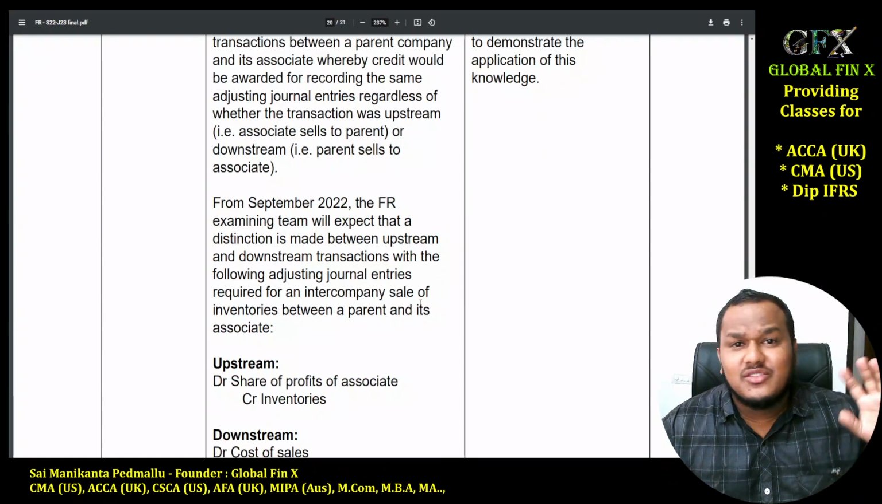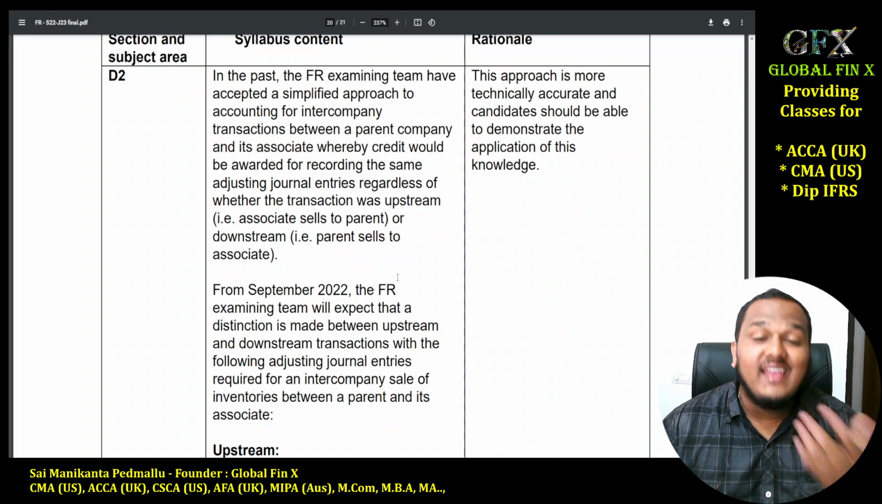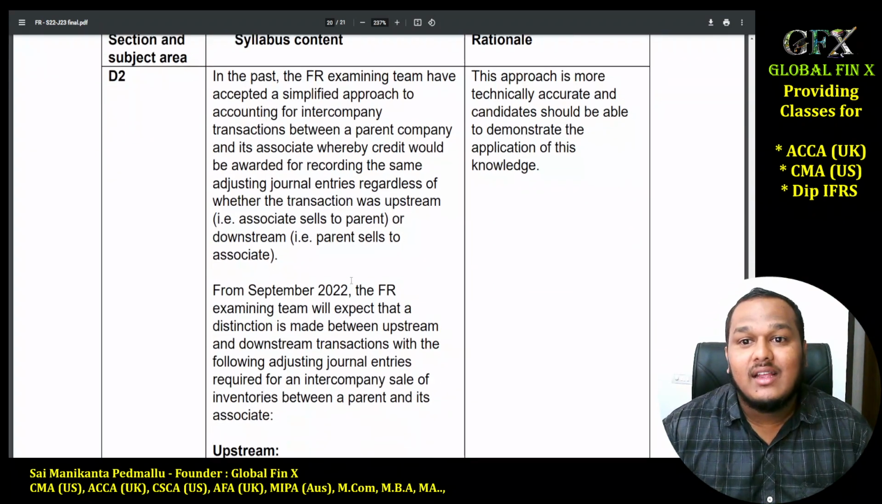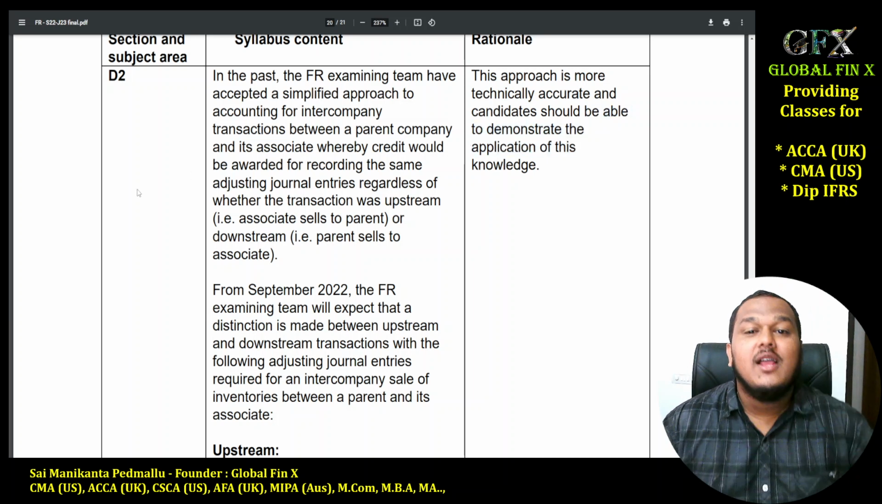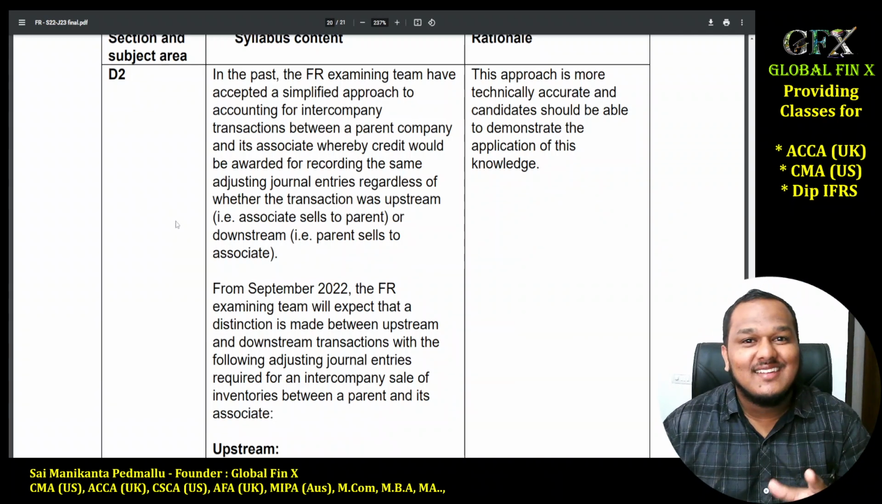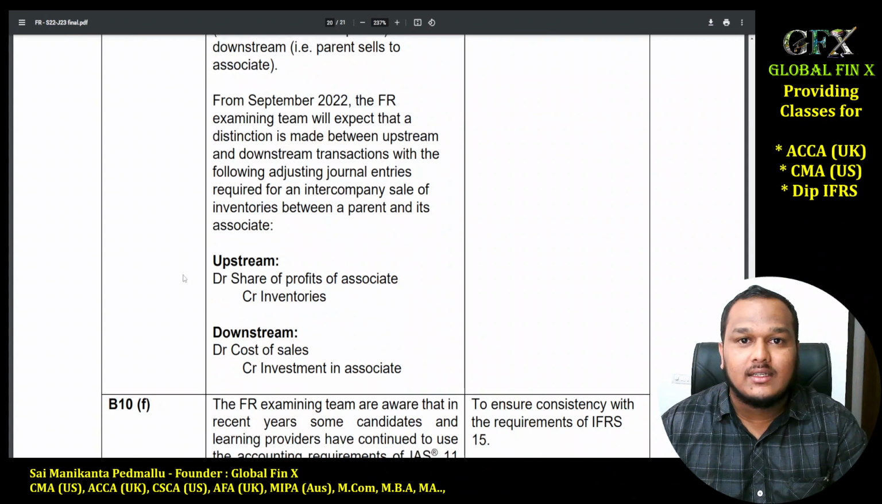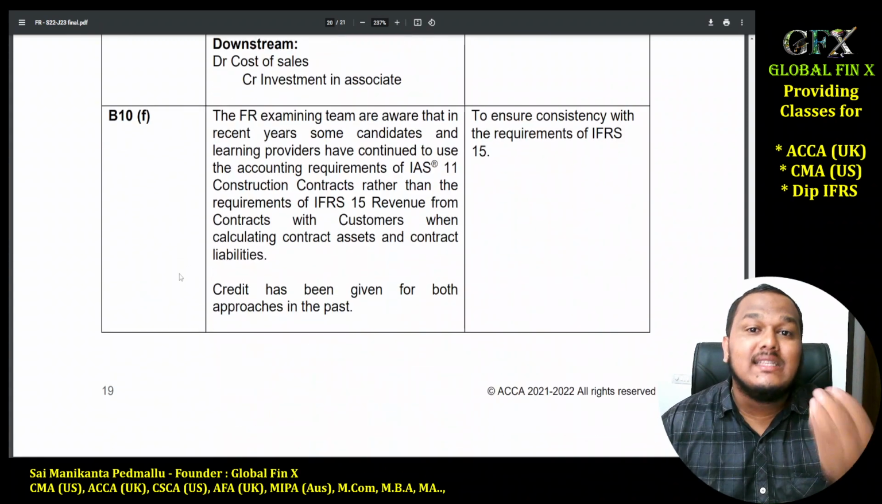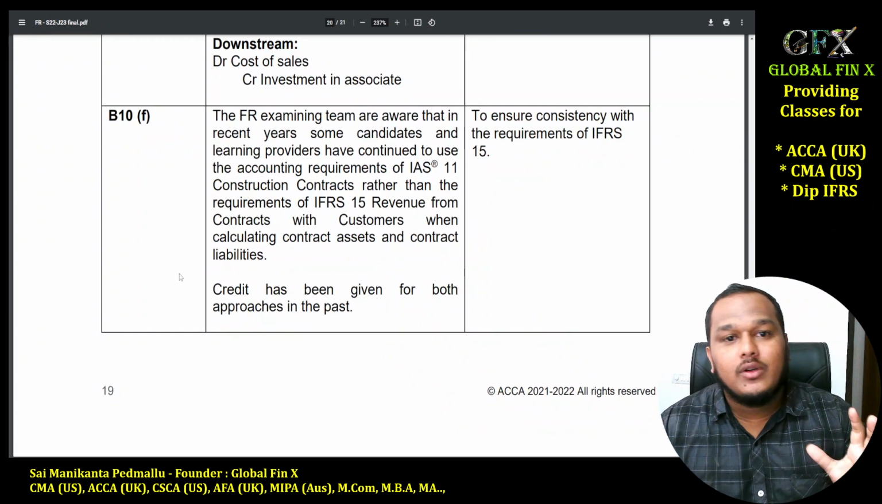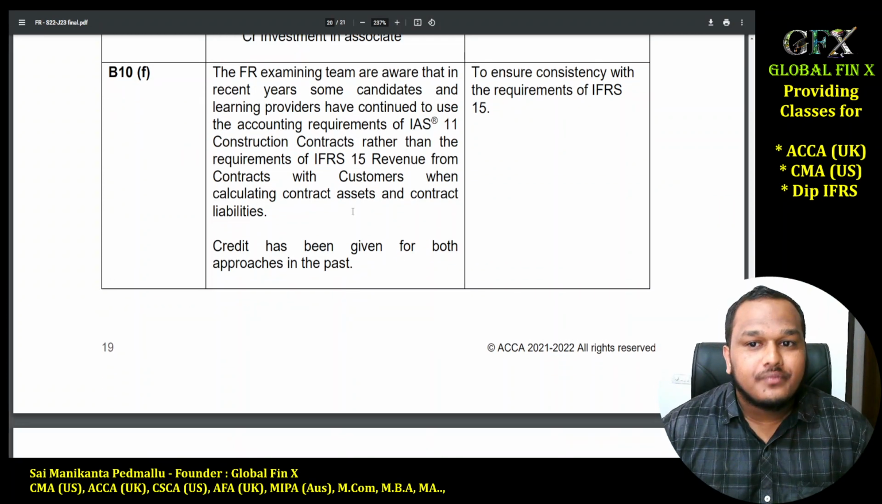I have been teaching this for so many periods, like so many windows. Finally, this change has been brought into the FR examination team. This approach is more technically accurate and candidates should be able to demonstrate the application of this knowledge. Please be happy about this, because we were learning something which is not technically correct, because they just wanted to make it easy for you guys. Finally, they approved that let's follow the correct method, which is good according to me.